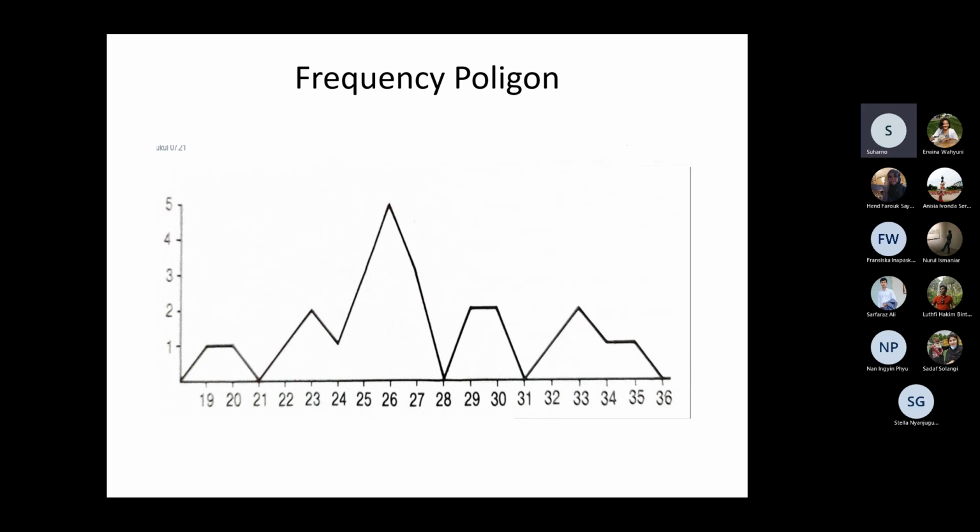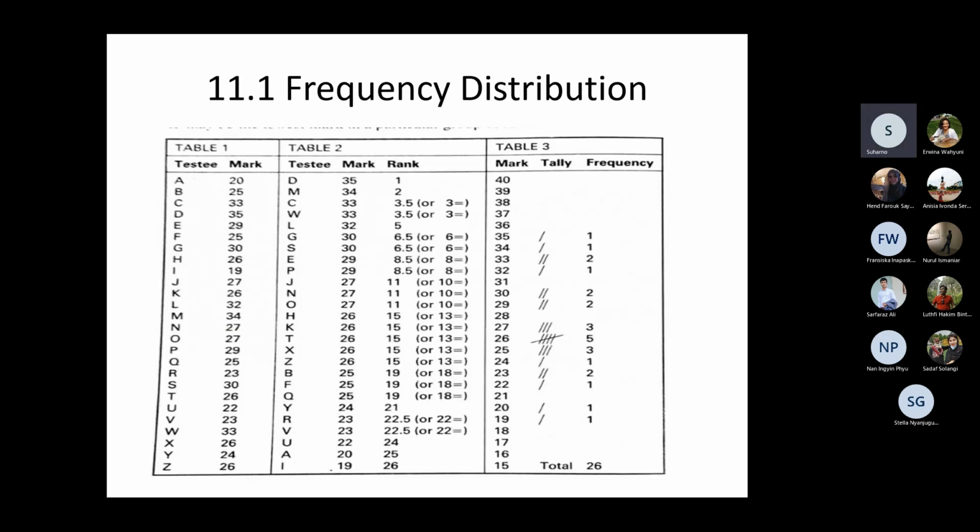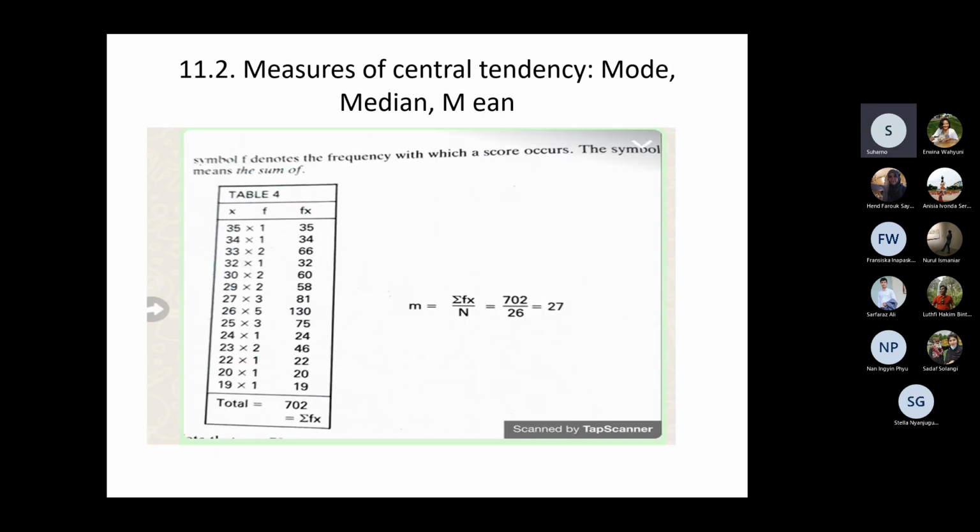So perhaps you can just use the first one. It is in the form of polygon. Yeah, so this I suppose is clearer. Then next you are supposed to have the measures of central tendency, yeah? Mode, median, and mean.